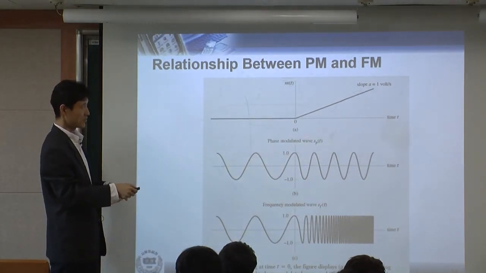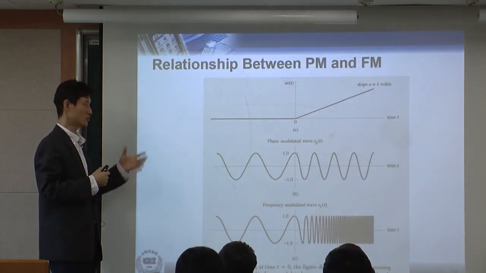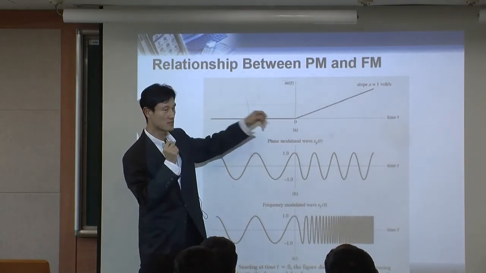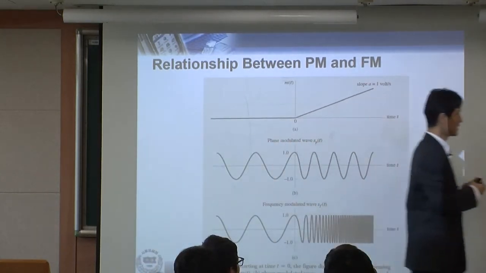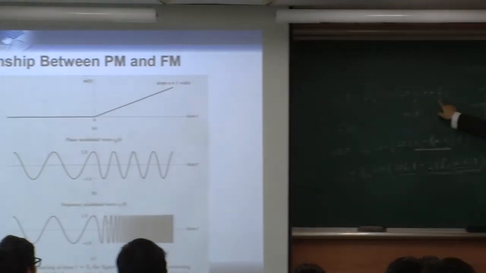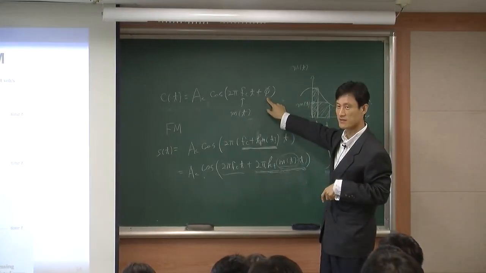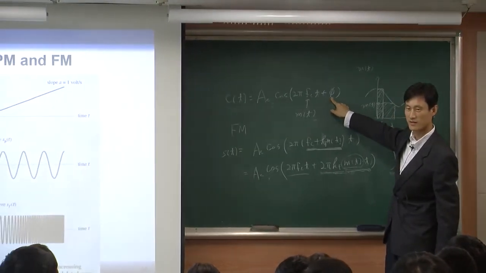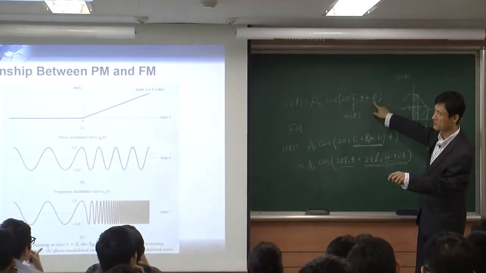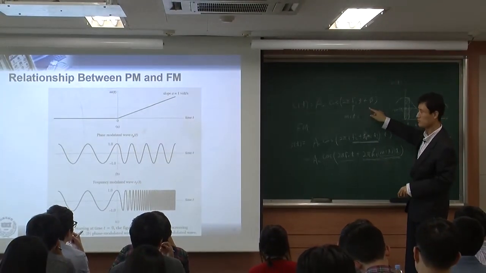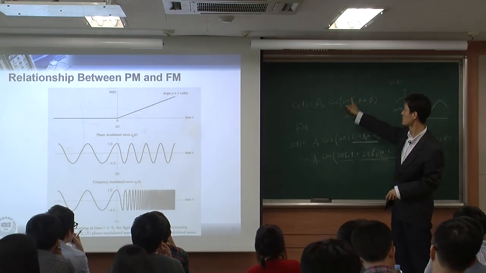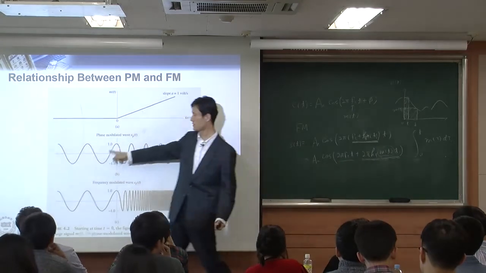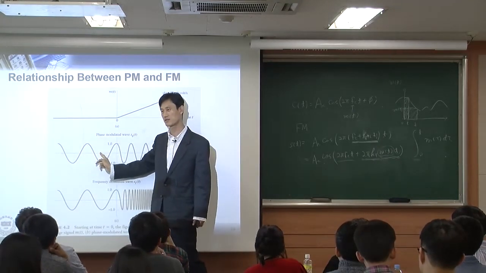Now, when you have this kind of message, let's see what happens when you do PM and FM. When your message signal is 0, let's say we are going to do PM. So your message goes to the phase, but our message here is 0 anyway. So here's a 0, and you're going to get the original carrier. You're going to get just a simple carrier, the same as your carrier frequency.